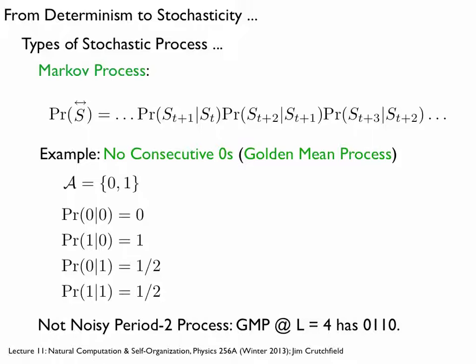I have some choice in these probabilities, but they also have to satisfy those consistency conditions when you produce the word distributions. So this is a slightly different process than the previous one. They actually are similar up to length 4. The golden mean process admits this sequence, which the previous one didn't.